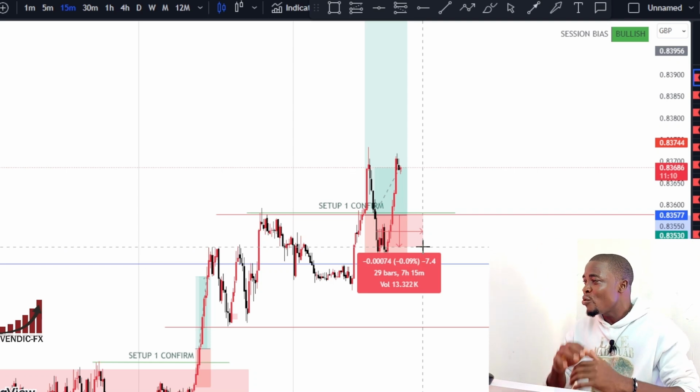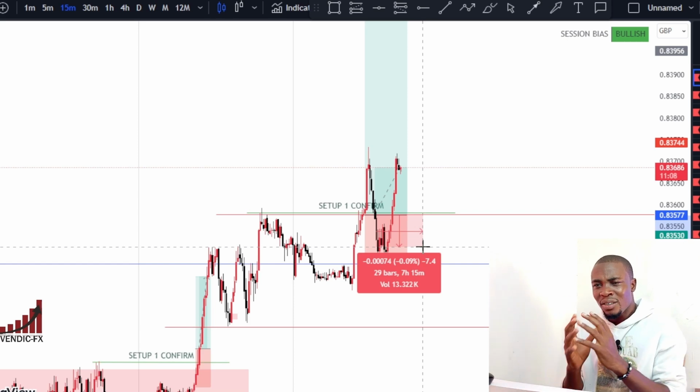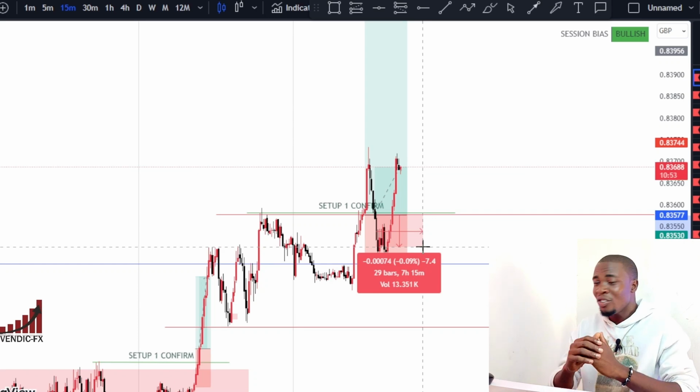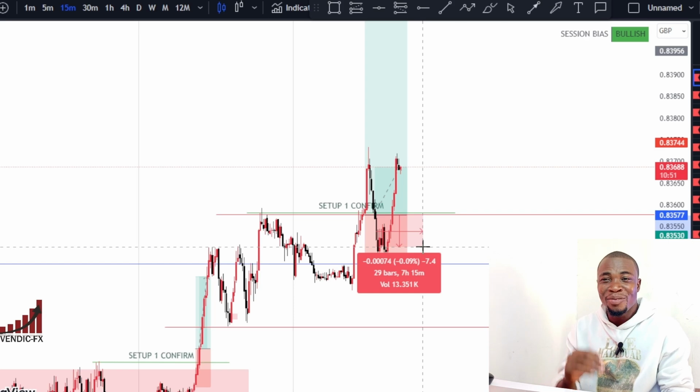So when you backtest this, it will actually increase your confidence, and you stay in the trade. Just backtest this and you see how amazing this thing is.